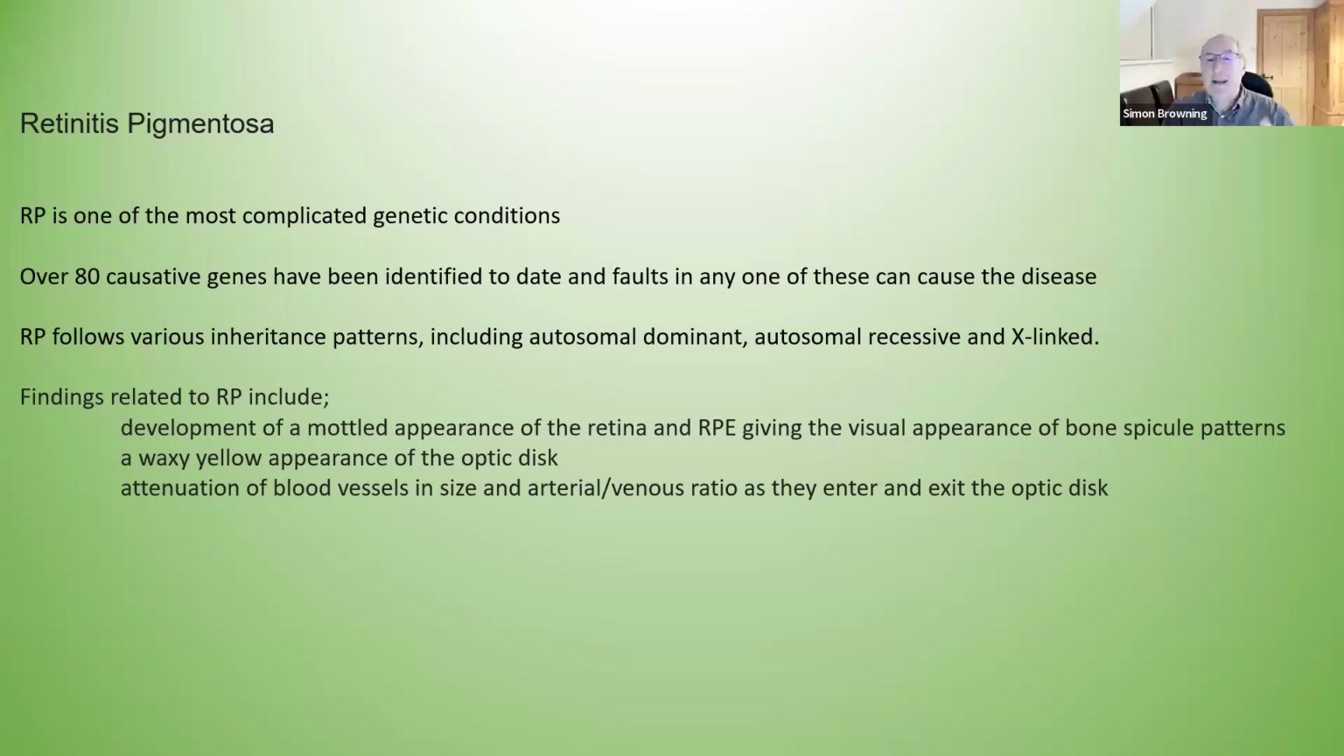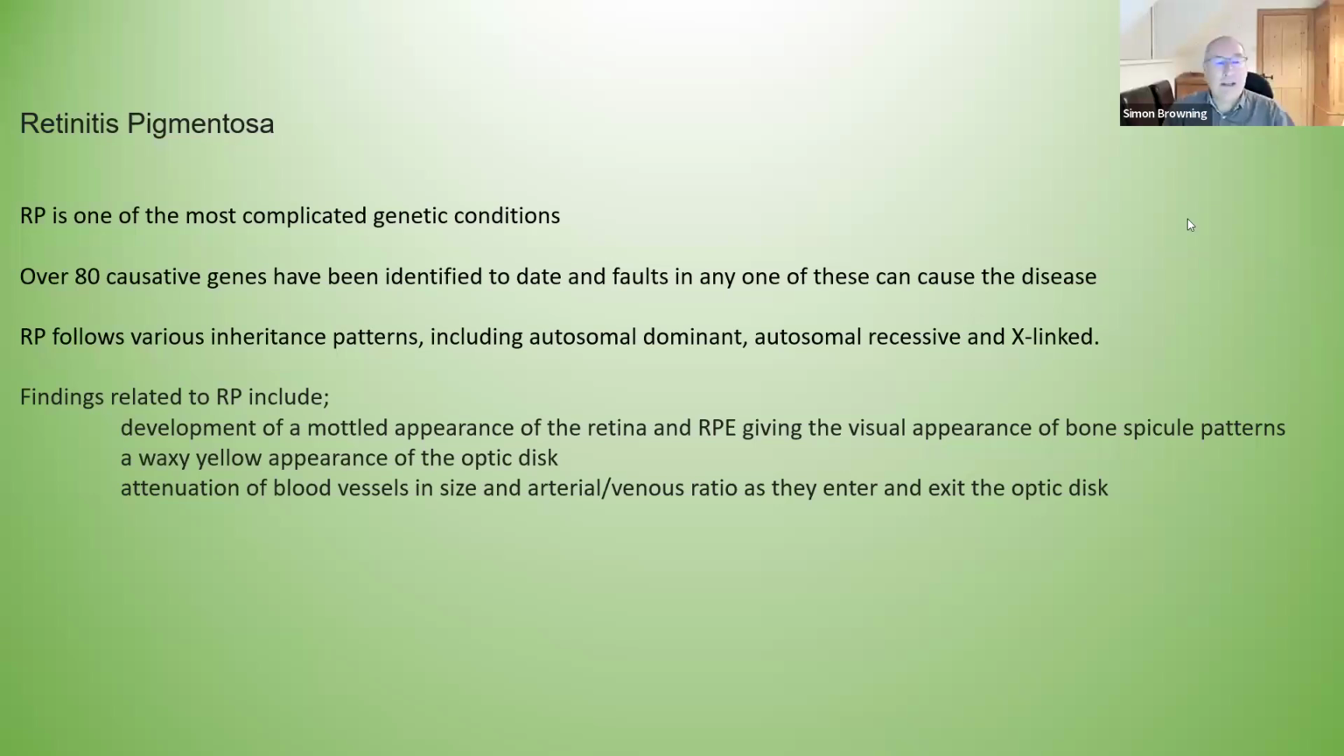Okay, retinitis pigmentosa. This is actually one of the most complicated genetic conditions. There are over 80 causative genes that have been identified, and faults in any one of these genes can cause the disease. So this is where we need to look for genetics within a patient, and we need to be asking the patient very much about their family history, not just mum and dad, but uncles, aunts, and then we need to be looking at possible genetic counselling as we go forward into the next generation.